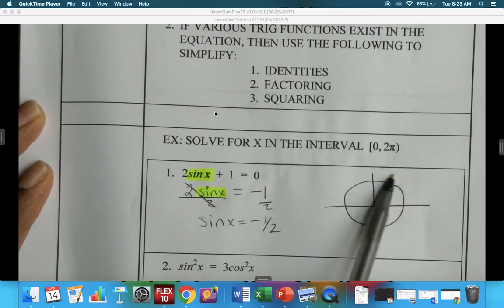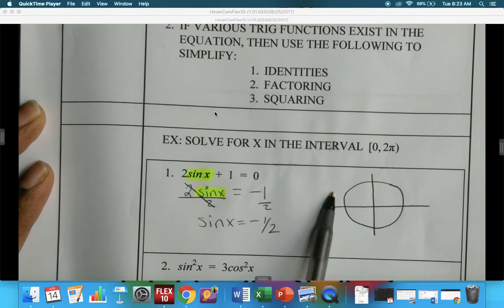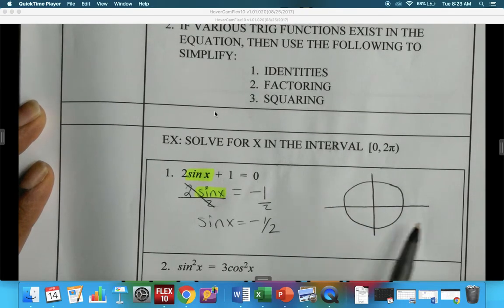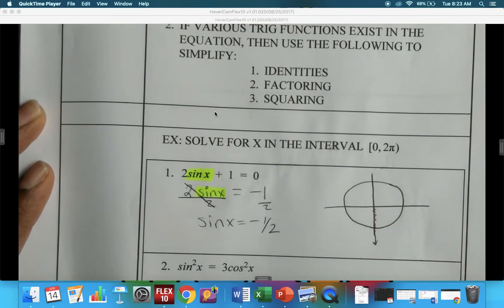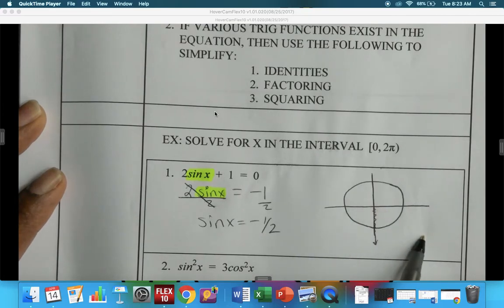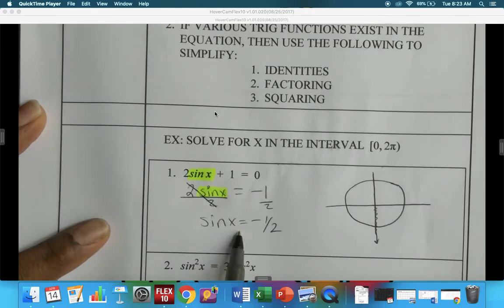Now we know that everything's positive in quadrant 1. Cosine is negative here, but sine is positive. I don't want sine to be positive, I want sine to be negative. Sine is actually negative in quadrants 3 and 4, because remember, sine is our y coordinate, and y is negative down here in quadrants 3 and 4. So I'm looking in quadrant 3 and quadrant 4 to see where sine is negative 1/2.